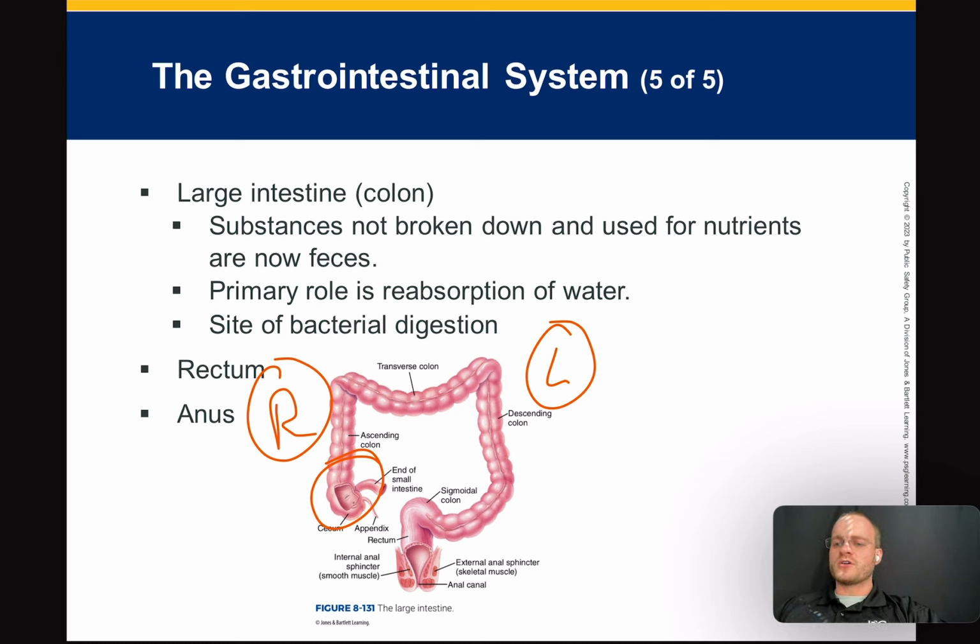Okay, so just be aware that it goes ascending starting from your right. So guys, on the exam, right now when I'm talking to you, you could draw this on yourself, right? So I go ascending, transverse, descending, sigmoid makes an S, rectum, anus. Okay, you don't have to draw it that low.